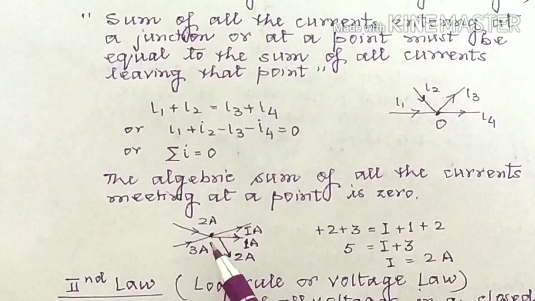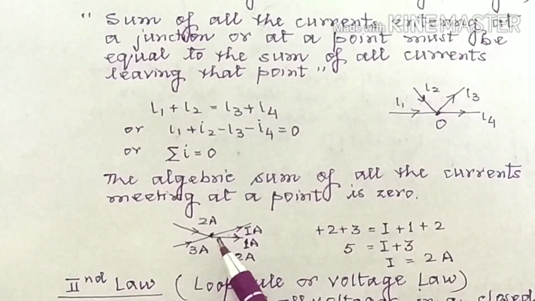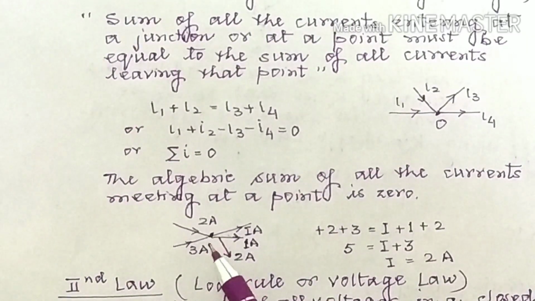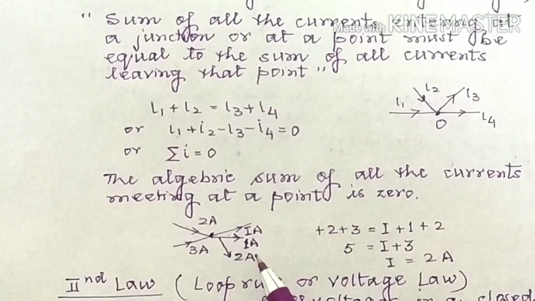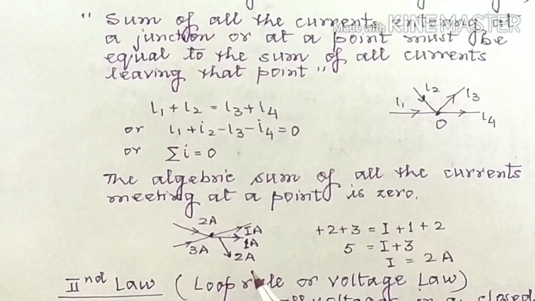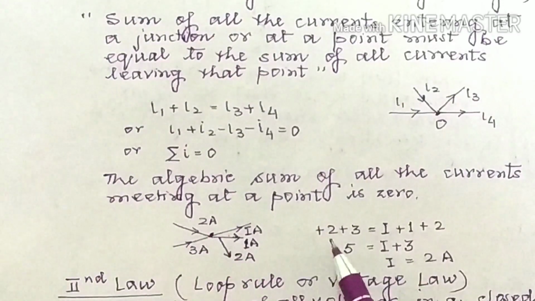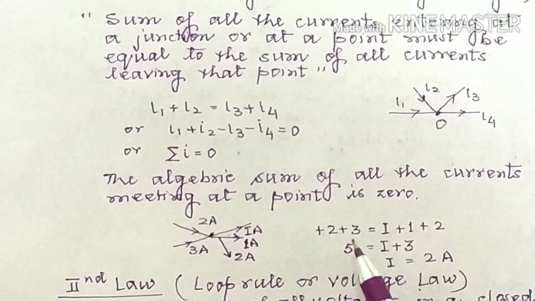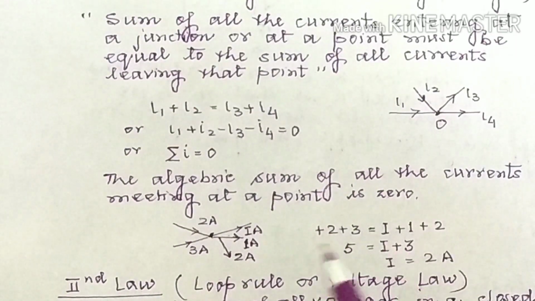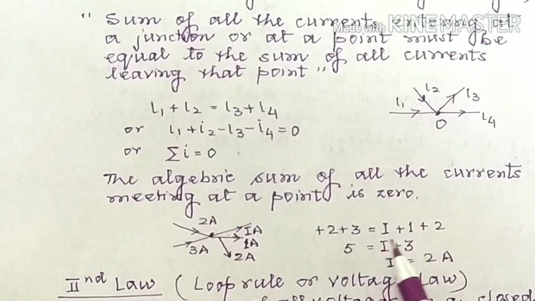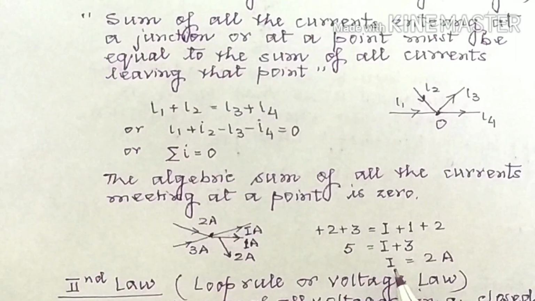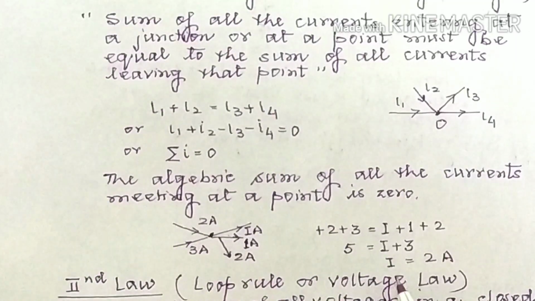2 ampere current is coming here, 3 ampere current is coming here, meeting at a point O, and the outgoing currents are I, 1 ampere and 2 ampere. So total incoming current 2 plus 3 is always equal to outgoing current I plus 1 plus 2. So in this way I can be calculated, that is I is equal to 2 ampere.